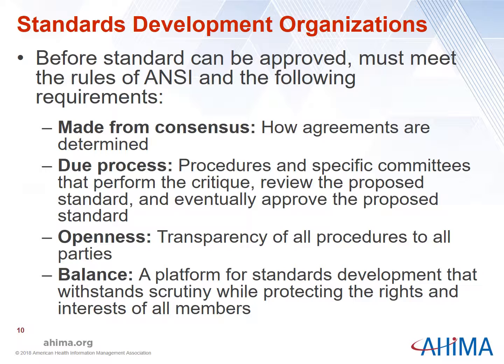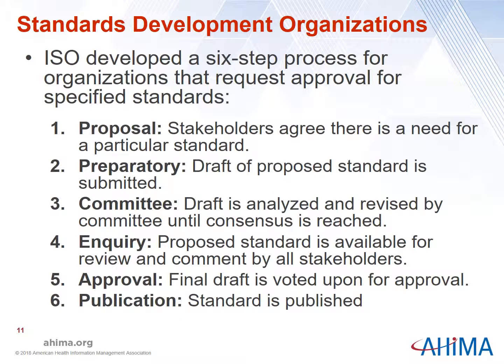Before a standard can be approved, it must meet the rules of ANSI in the following requirements. 1. It must be made from consensus, which is how agreements are determined. 2. Due process, which are procedures and specific committees that perform the critique, review the proposed standard, and eventually approve the proposed standard. 3. Openness, which is transparency of all procedures to all parties. 4. Balance, a platform for standards development that withstands scrutiny while protecting the rights and interests of all members.